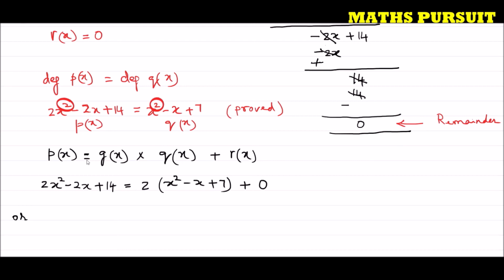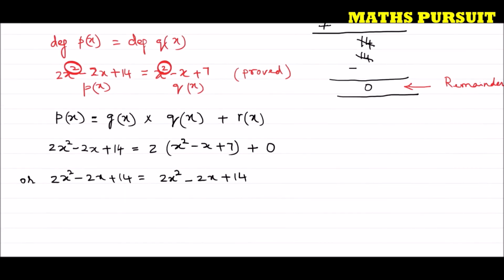Or I can write, solving this equation, 2x to the power 2 minus 2x plus 14 is equal to, I'm multiplying this one, 2x to the power 2 minus 2x plus 14. So you could see that the left hand side of this equation is equal to the right hand side of this equation.